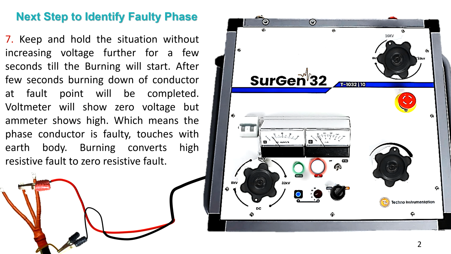Keep and hold the situation without increasing voltage further for a few seconds till the burning starts. After a few seconds, burning down of the conductor at the fault point will be completed. The voltmeter reading will show 0, but the ammeter shows high, which means the phase conductor is faulty. It touches the earth body. Burning converts the high resistive fault to a low resistive fault.